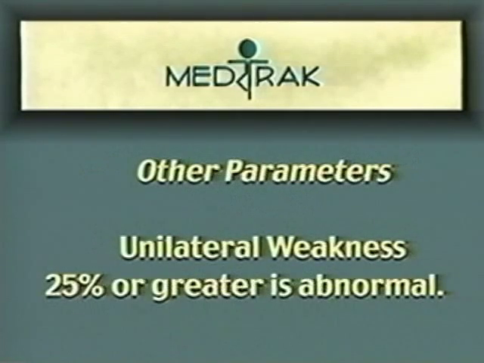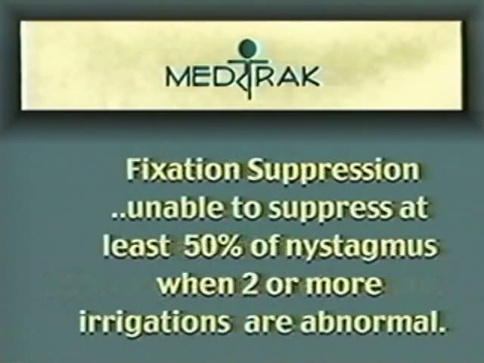Other parameters are also examined, and calculations are done of unilateral weakness, of which 25% or greater is abnormal, and fixation suppression, in which the patient is determined to be unable to suppress at least 50% of the nystagmus when 2 or more irrigations may be abnormal. There is also an additional parameter which is measured, which however is of no clinical significance, that being directional preponderance.